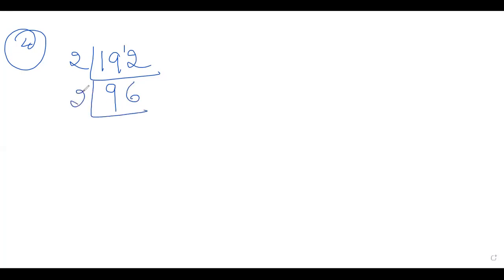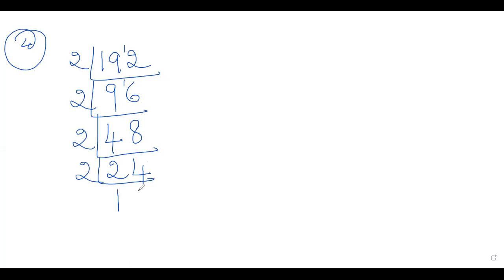Again divide by 2. We have 9 here, so you can divide 4 times. 2 fours are 8, remainder is 1. Now it is 16. 2 eights are 16. Again by 2, 2 twos are 4. 2 fours are 8. Again divide by 2. 2 ones, 2 twos.